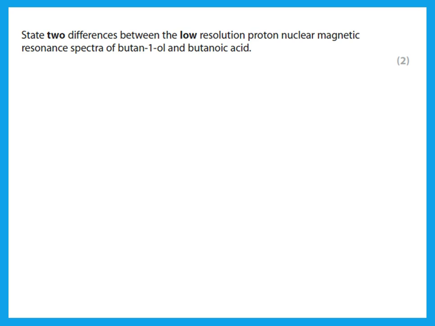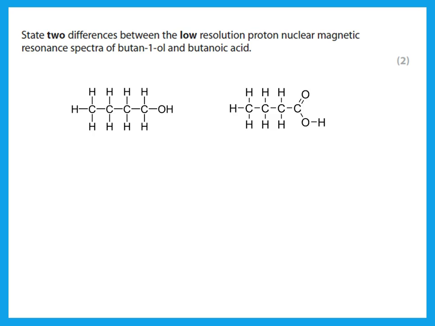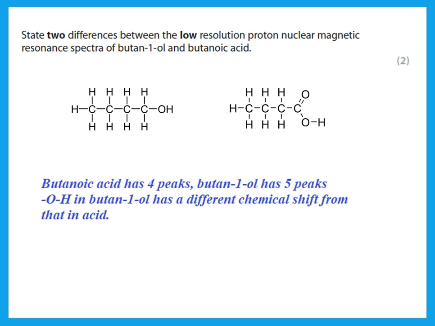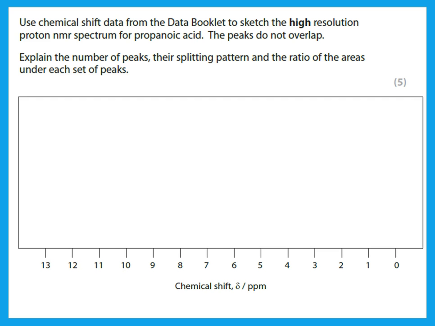This is another type of question where he says compare the spectra of butan-1-ol and butanoic acid. So he's saying state 2 differences in the proton NMR of butanol and butanoic acid. So what is the difference between them? You should realize that butanoic acid will have how many peaks? One for the CH3, CH2, CH2, OH, so I have 4 peaks, while butanol has 5 peaks. And then the OH will have different chemical shifts for alcohol and for acid.